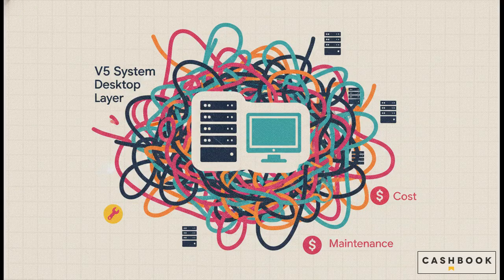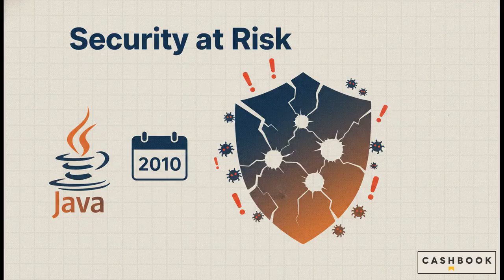So, to deal with those sluggish performance issues, what did people have to do? They had to use workarounds like Citrix or remote desktop just to get the system to run properly. And that, of course, just adds a whole other layer of complexity and cost for the IT department to manage. Here's a big one, security. This is a huge deal. See, active development for V5 stopped back in 2020. That means its underlying tech, which was based on Java versions from 2010, became a bigger and bigger risk, leaving it open to some well-known security holes.